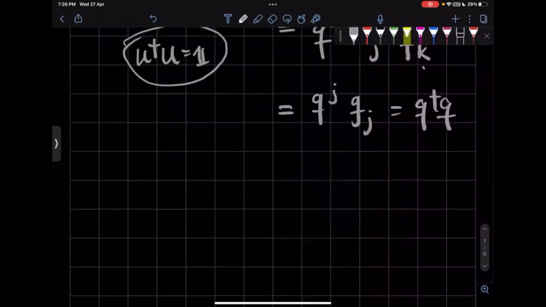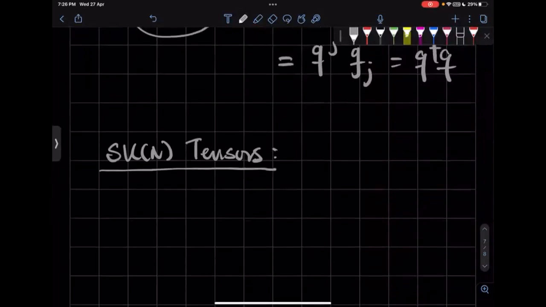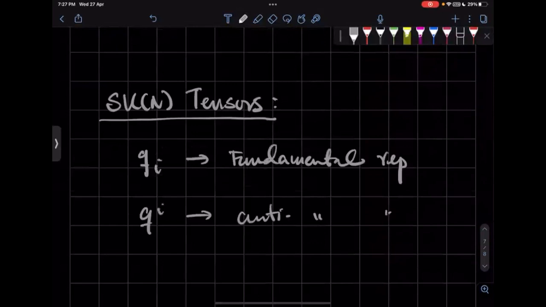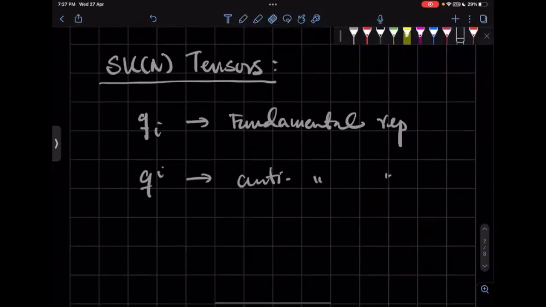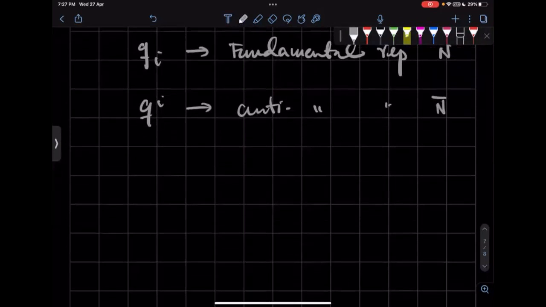Let's then talk about SU(N) tensors. So we have shown that Q_i is a fundamental rep. Q^i upstairs is an anti-fundamental rep. How do we build bigger representations? So this is n-dimensional, and this is also n-dimensional. One is called n, the other one is called n bar. So a general SU(N) tensor will have the following form.